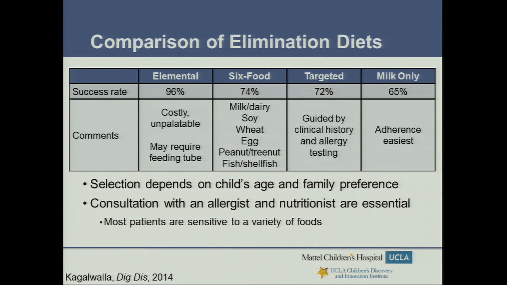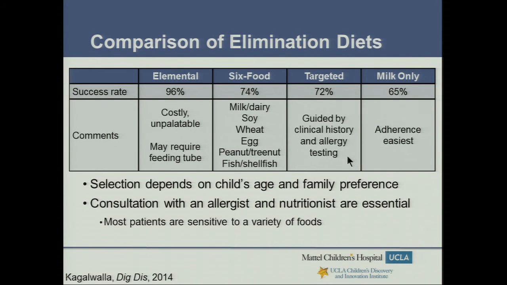The other options would be a 6-food elimination diet, a targeted diet, or a milk elimination only diet. And you can see I've listed there the 6 most common allergens in EoE: milk, soy, wheat, egg, nuts, and fish. And if you eliminate all 6 of those foods, you have about a 75% chance of having your EoE resolve. Targeted diets, interestingly, are not that far off from the 6-food elimination.